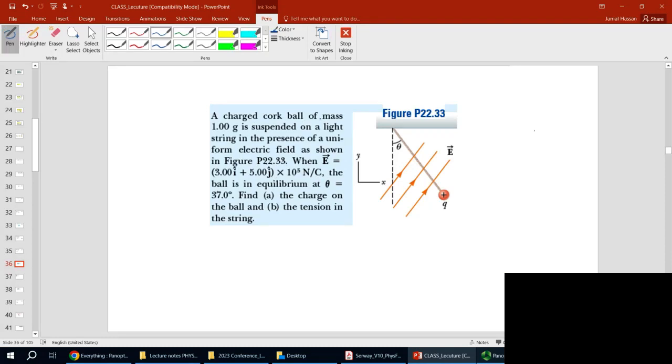So we have a charged cork ball of mass 1 gram suspended on a light string in the presence of a uniform electric field as shown in this figure. The electric field is given by this vector, where we have the x component Ex and the y component, multiplied by 10 to the power 5 Newton per coulomb. The ball is in equilibrium with theta equal to 37 degrees. The question asks: find A, the charge on the ball, and B, the tension in the string.